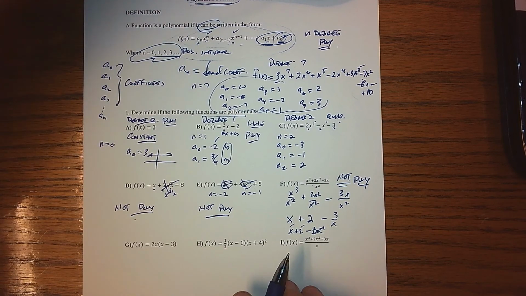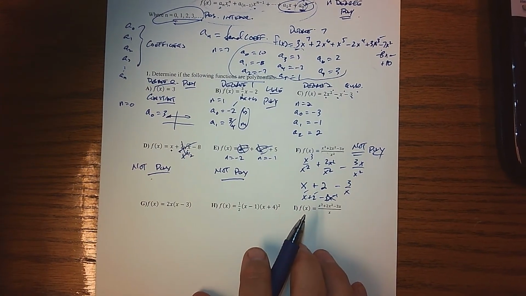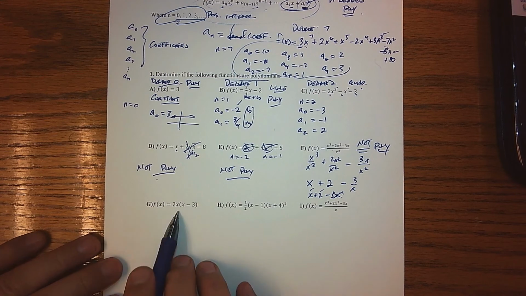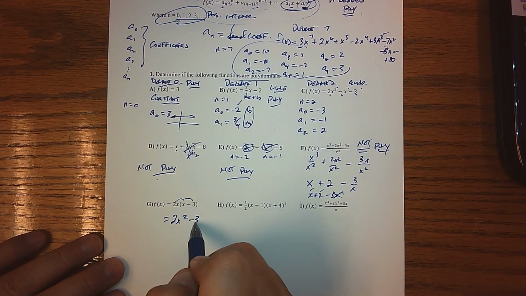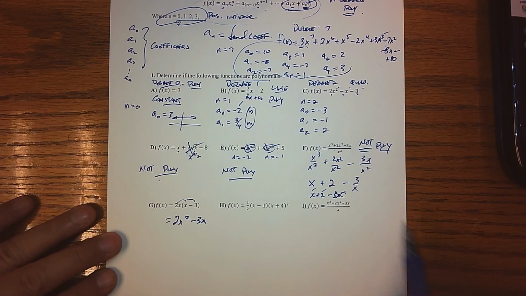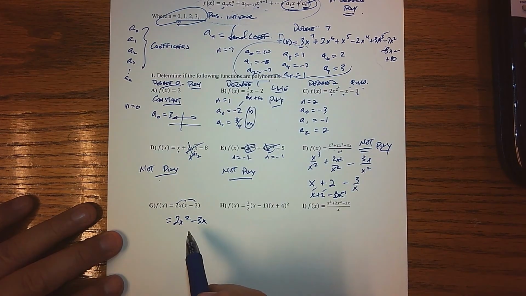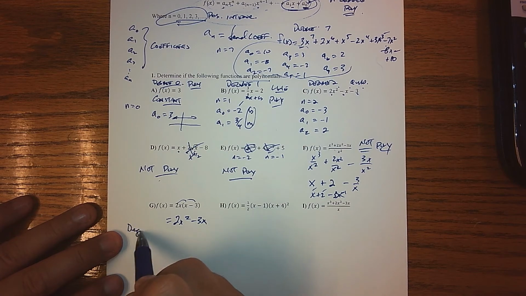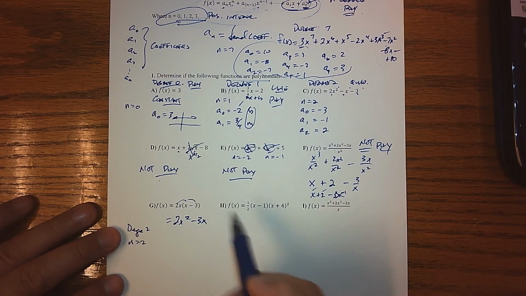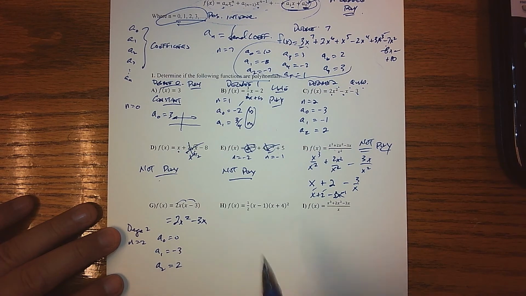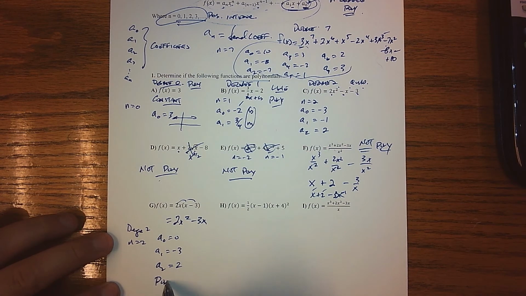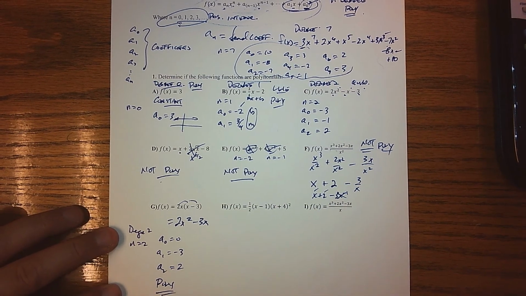All right, trying to get a little harder. The next round, what I'm doing here is multiplying. But if we distribute, we get 2x squared minus 3x. And that basically fits our definition for a polynomial. We're degree 2, so n is equal to 2. There is no constant, so a0 is 0, a1 is negative 3, and a2 is the leading coefficient. So this is a polynomial because it does fit the definition that we're trying to fit.